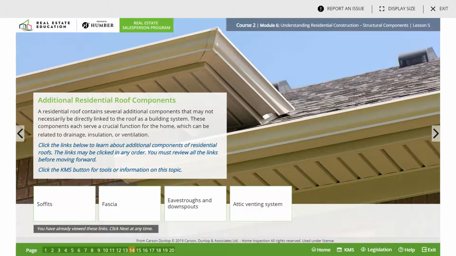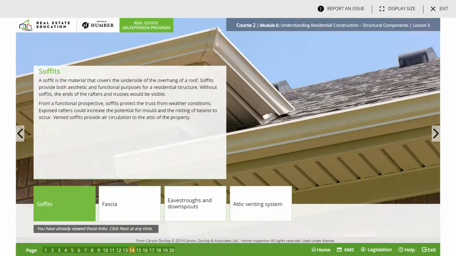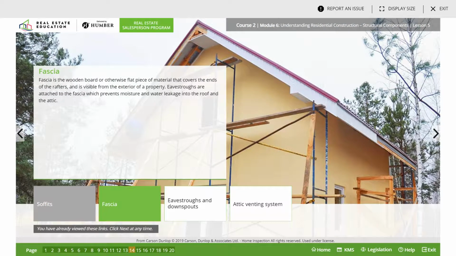Additional residential roof components are soffits. What are soffits? Soffit is a material that covers the underside of the overhang of a roof. Soffits provide both aesthetic and functional purposes for a residential structure. Without soffits, the ends of the rafters and trusses would be visible.